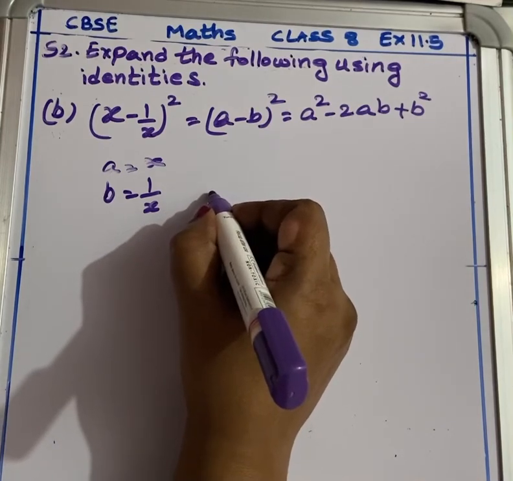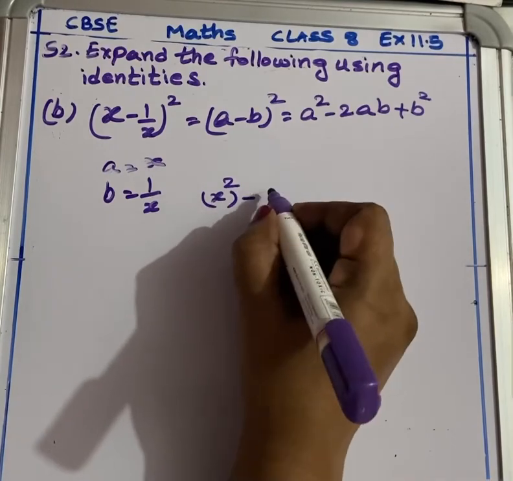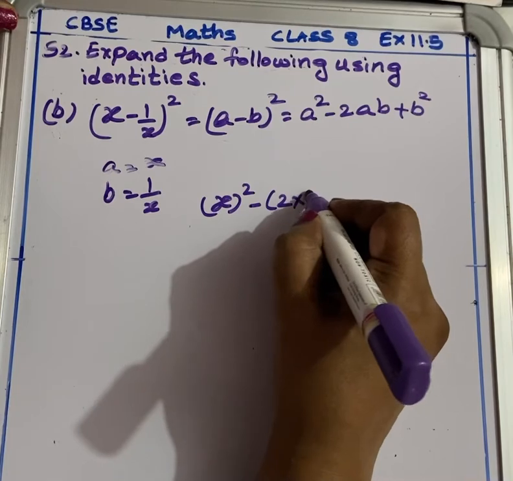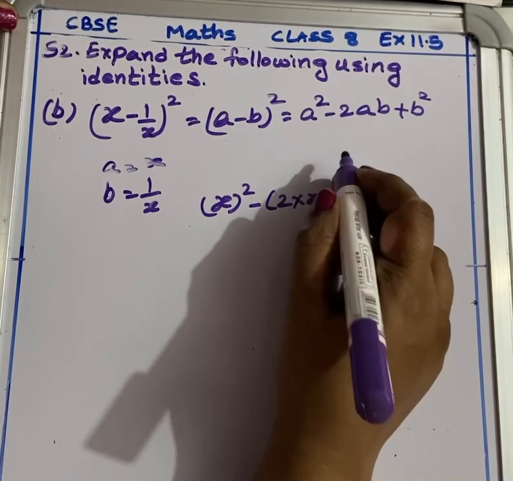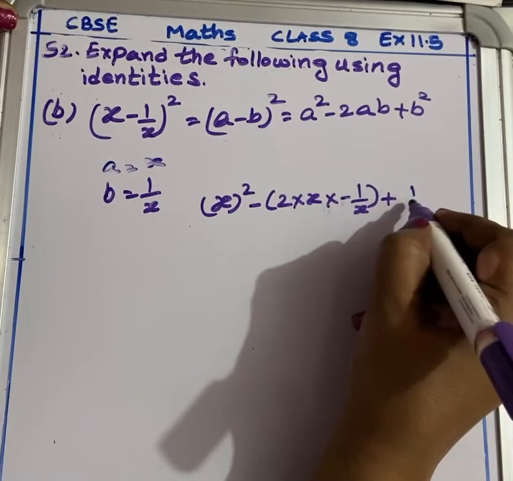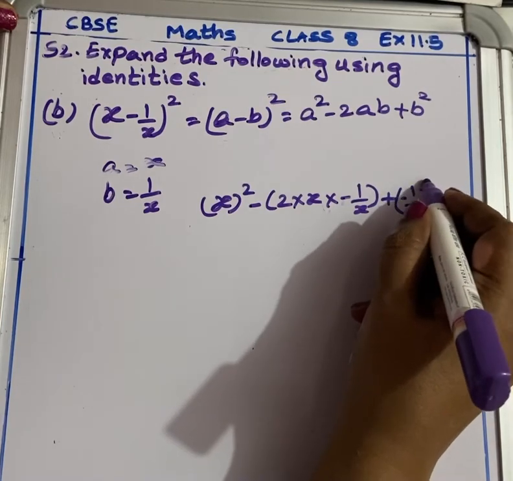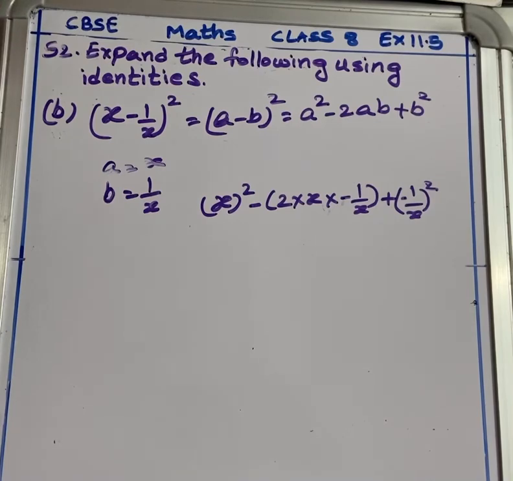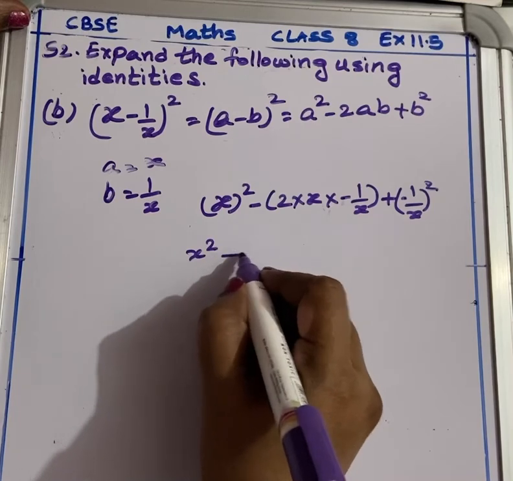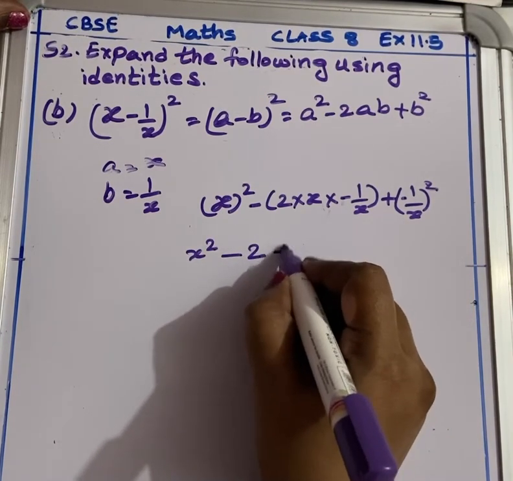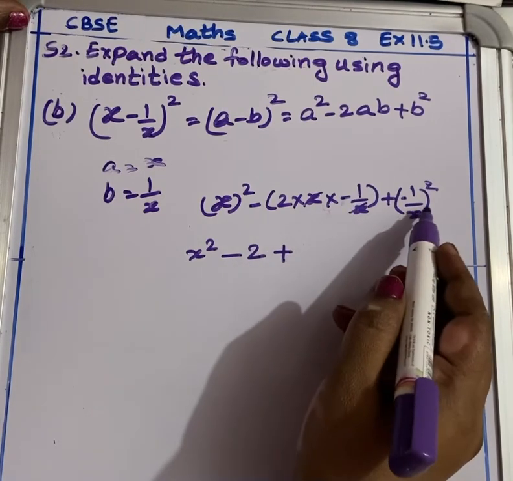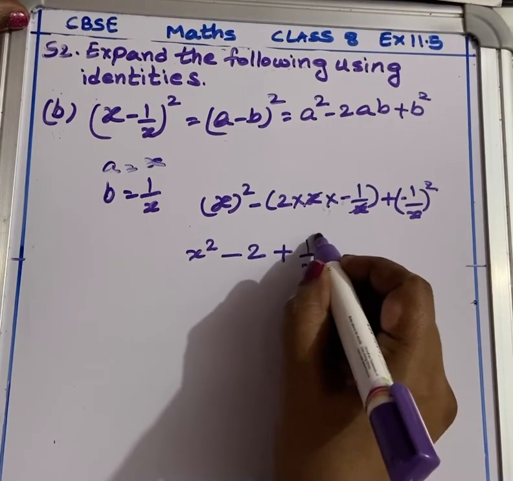Okay, here x square minus 2 into x into 1 upon x plus (1 upon x) square. x square minus 2. Here x into x cut, minus into, here it comes minus 2 plus 1 upon x square.